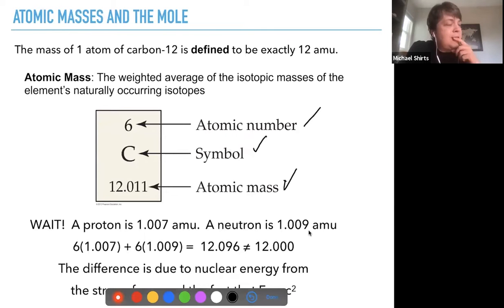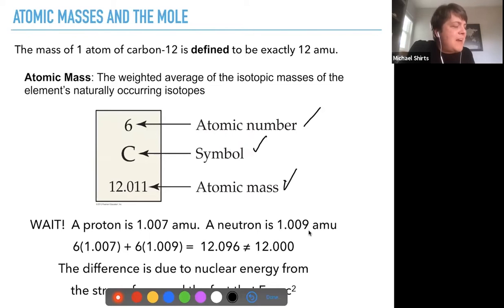So you might look at this for a second and say, wait a minute, I learned something different before. A proton is 1.007 AMU, a neutron is 1.009 AMU. So if I take 6 protons and 6 neutrons, which is what makes up carbon-12, you get 12.096. And that is not 12.00.